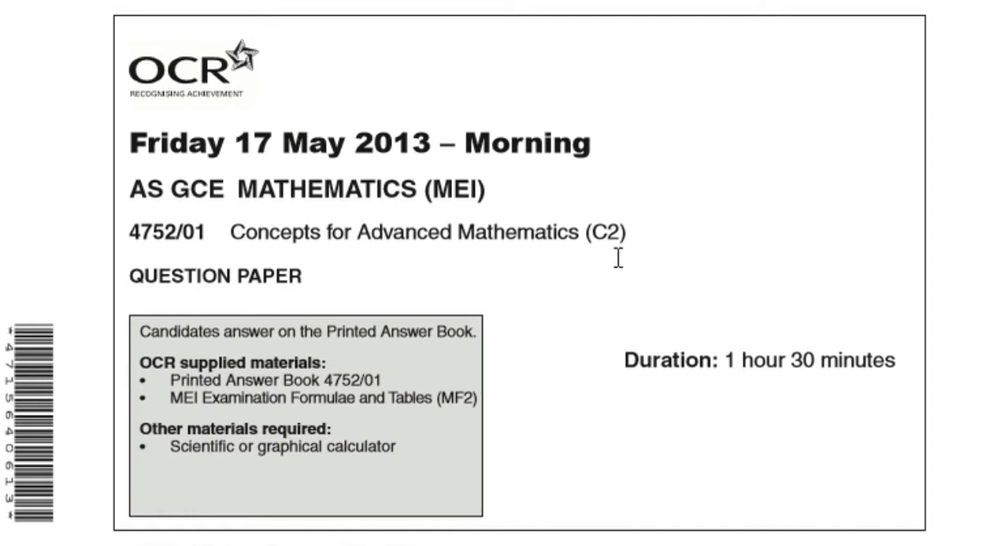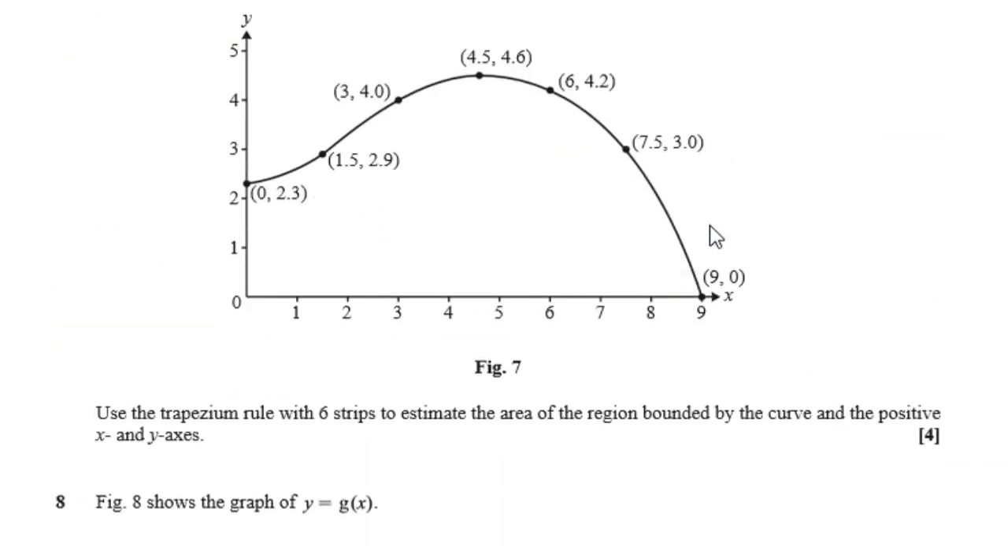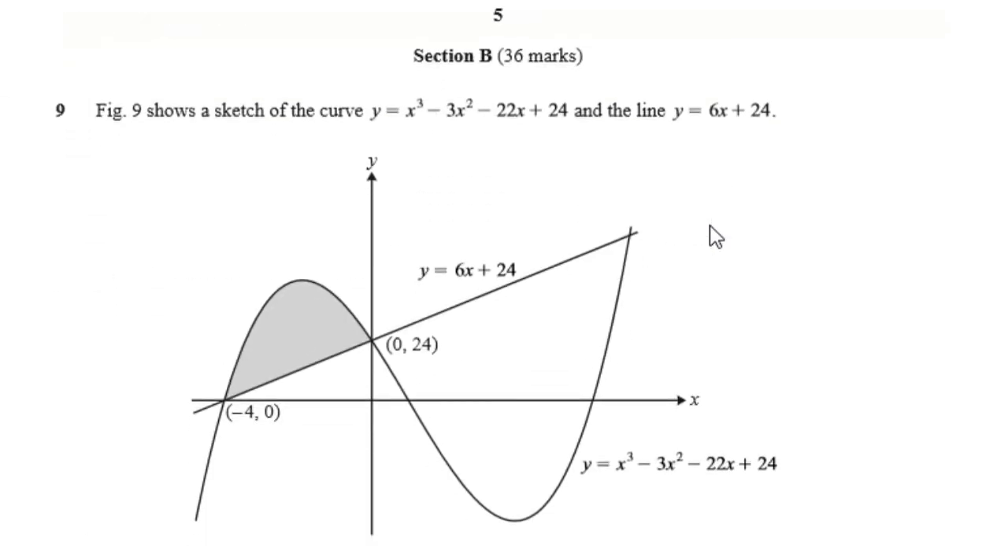Today we're doing Core 2, Section B for the May 2013 paper. So let's go all the way down to Section B. Question 9, Figure 9 shows a sketch of y equals x cubed minus 3x squared minus 22x plus 24 with the line y equals 6x plus 24.